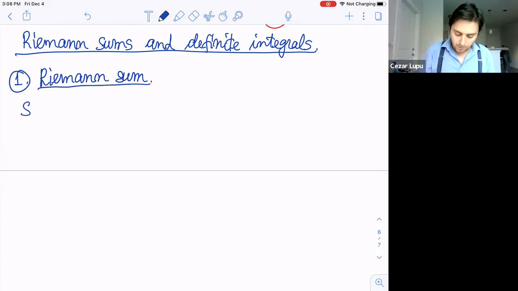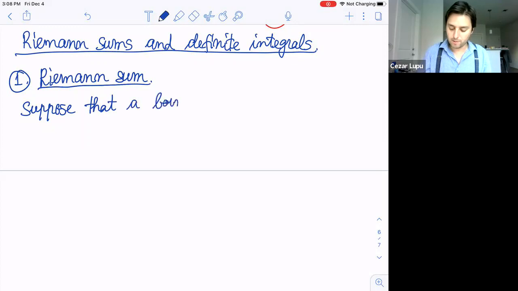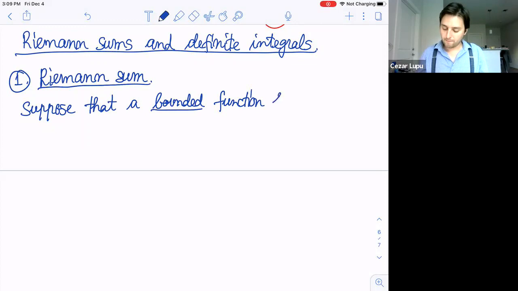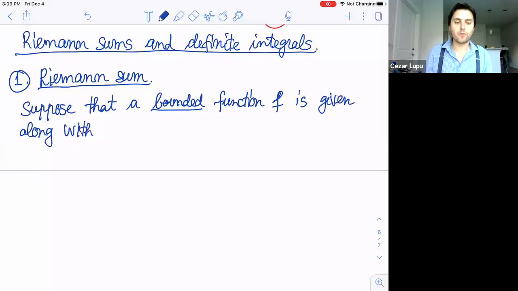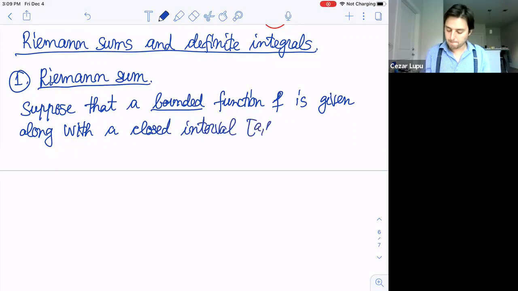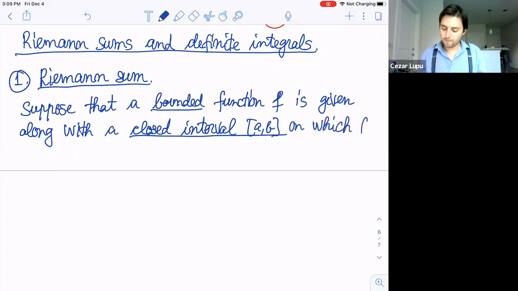All right, so the Riemann sum. Suppose that a bounded function f, and this is important, bounded, is given along with a closed interval AB, again, this is important, on which f is defined.